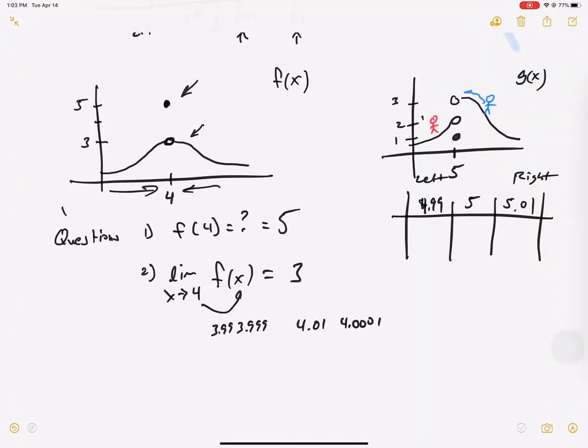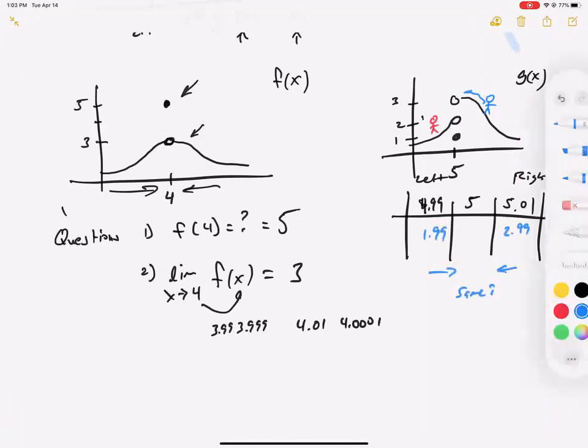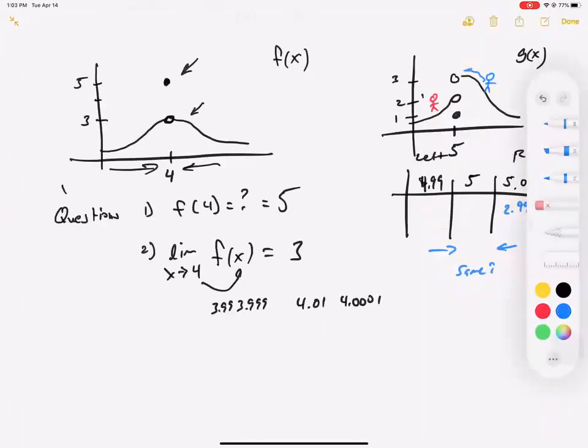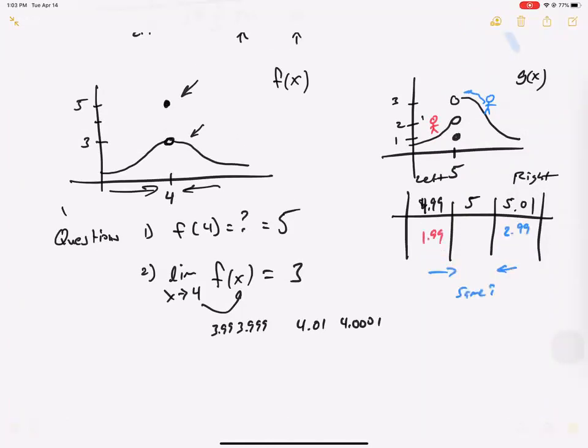Do these numbers agree? 2.99, and this will be like 1.99. Are these numbers approaching the same number? Is it the same number? They're not, right? So it turns out if they do not agree, here's what we're going to say.